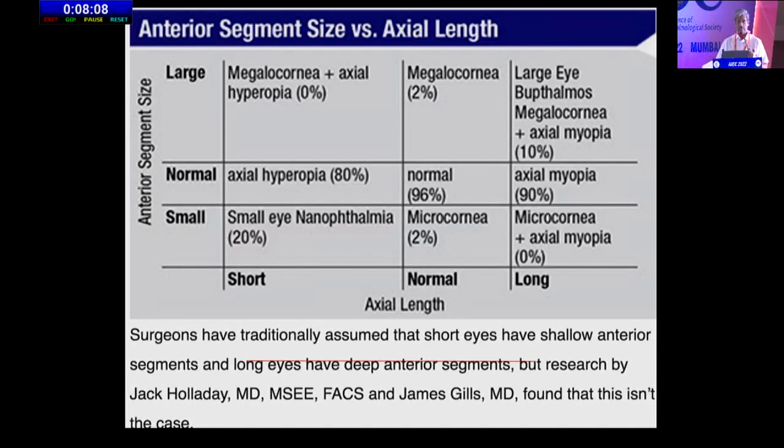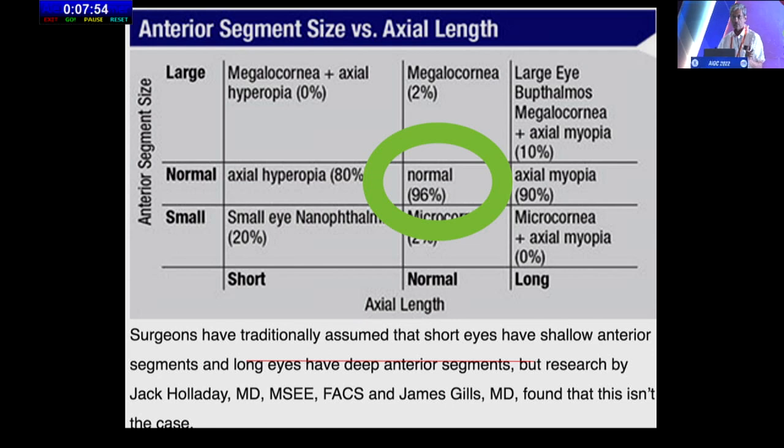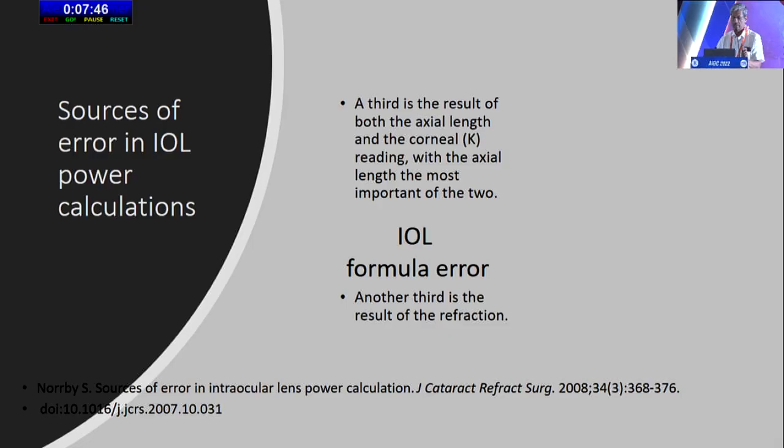SRK II and SRK/T are great for the majority of eyes which have a normal anterior segment and a normal axial length range. But we do have eyes in the extreme zones: buphthalmos, nanophthalmos, microcornea, axial hyperopia, extreme eyes where a two-variable formula like SRK II or SRK/T is not enough.